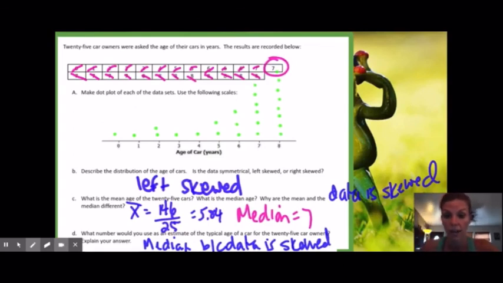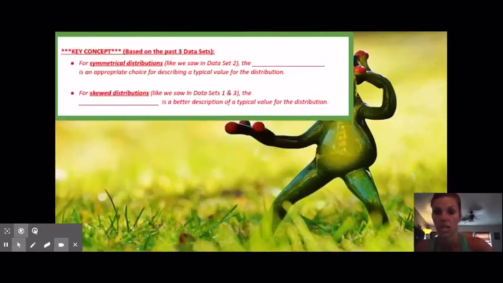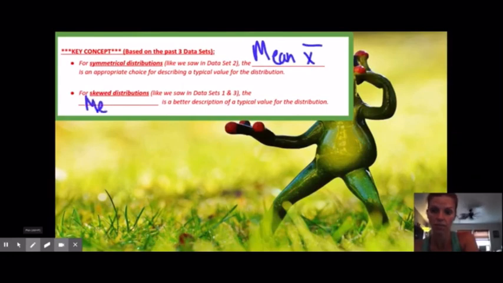Okay, the mean was 5. Does 5 represent a good age of these cars? No, most of these cars are older than 5 years old. They're 6, 7, and 8 years old. Okay, so the 5 doesn't represent it well. So again, for symmetrical data, the mean is typically the one that we choose. All right. And for skewed data, the median is going to be better. Always the case.